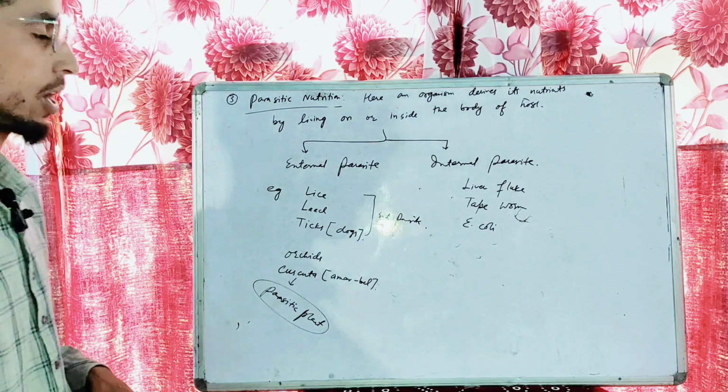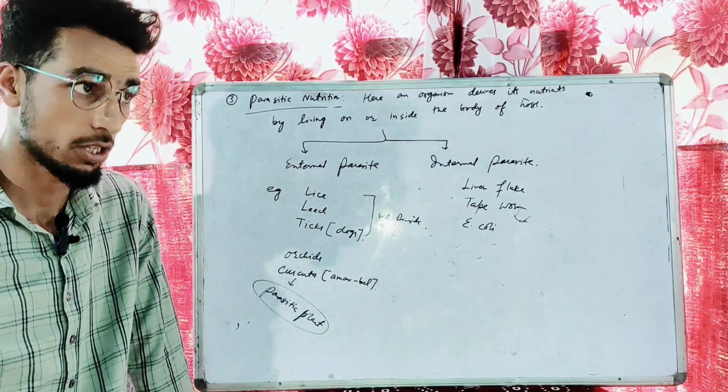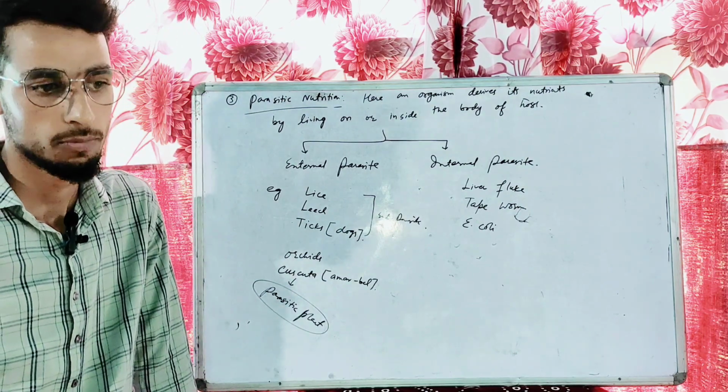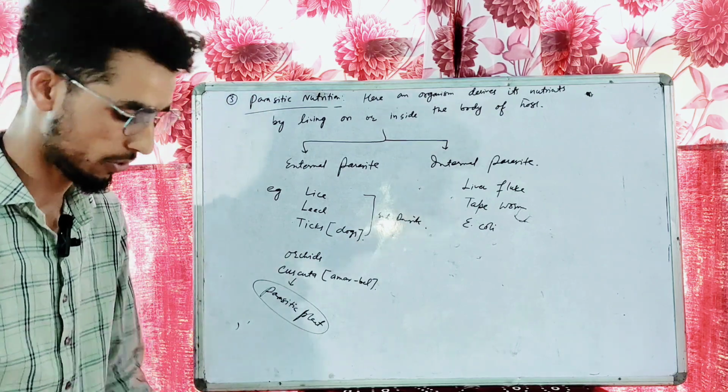So this is all about our heterotrophic mode of nutrition. In the heterotrophic mode of nutrition, as we have seen in the holozoic part, the main examples are human being and amoeba. So we will start nutrition in human beings and amoeba separately in the next video. Till then, good luck.